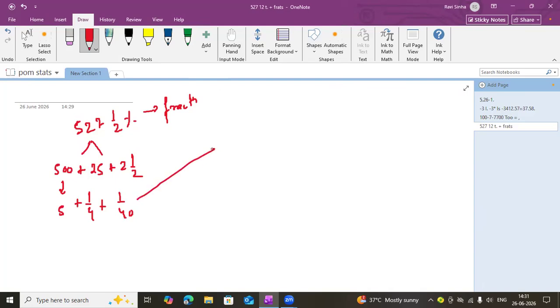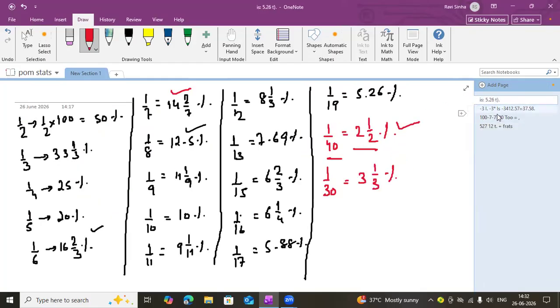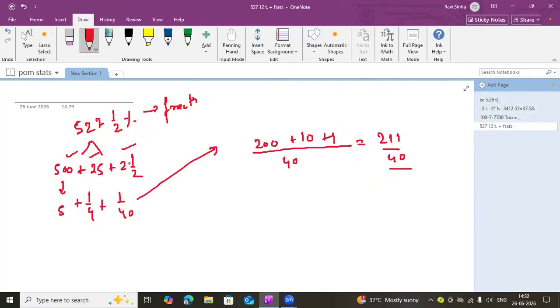Now let us convert this into fraction. The LCM is 40. 5 4s are 20 plus 10 plus 1, which is 211 by 40, the required answer. So like this we need to convert. You may ask how do we know that we need to break up like this? For that we need to remember this table and we need to do a lot of practice to get acclimatized to how to break up the fraction so that easily we obtain the answer.